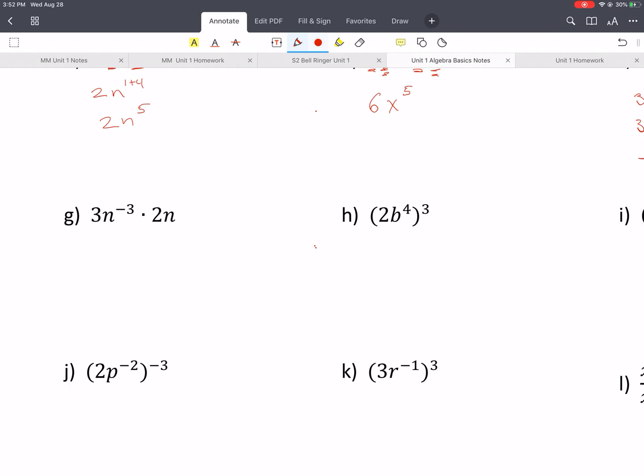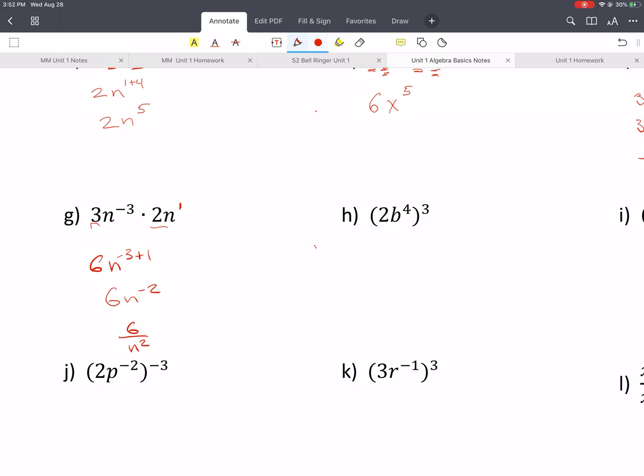Okay, here's another example. Multiply the numbers in front, that gives us 6. And then we'll do n to the negative 3. And then this one, our exponent would be 1, so we'll add 1 to it. That would give us 6n to the negative 2. And since it's a negative exponent, we'll bring it to the bottom. So we'll have 6 over n squared, and change the sign.